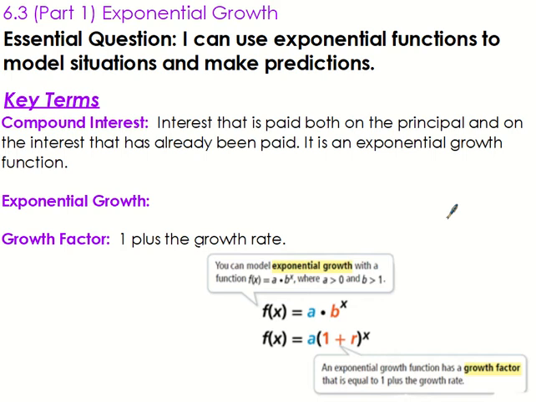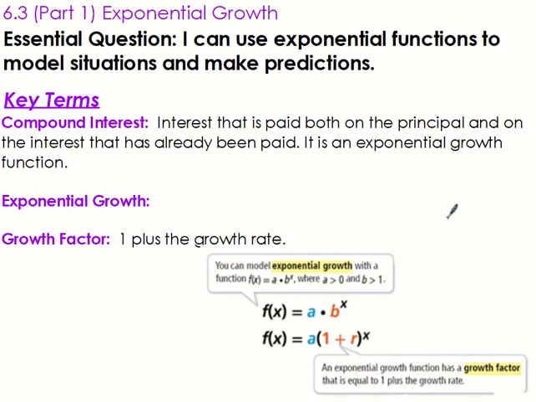So one of the things we're going to talk about is compound interest. And compound interest is interest that is paid both on the principal and on the interest. So compound meaning two things, right? Compound word, two words, that has already been paid. It's an exponential growth function.